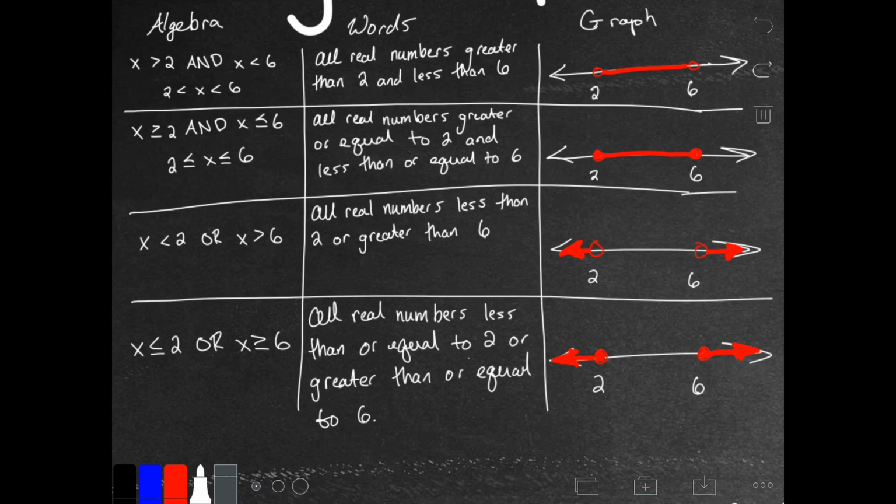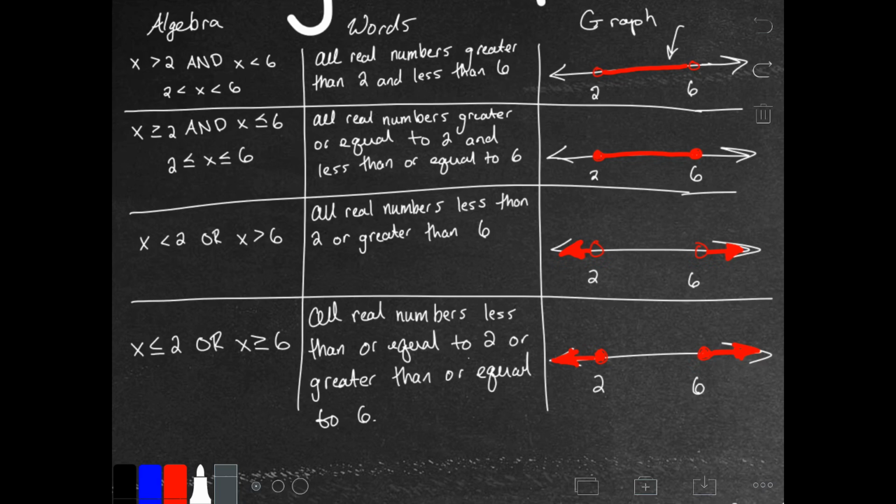So how would we describe these? Well, in words, I'm looking at the first one here. So all real numbers greater than 2 and, key word there, less than 6. And if we look at the graph there on the right, we have an overlapping section. So greater than 2 and less than 6. All of my solutions have to fit within that area. Same thing goes for the second row for greater than or equal to 2 and less than or equal to 6.